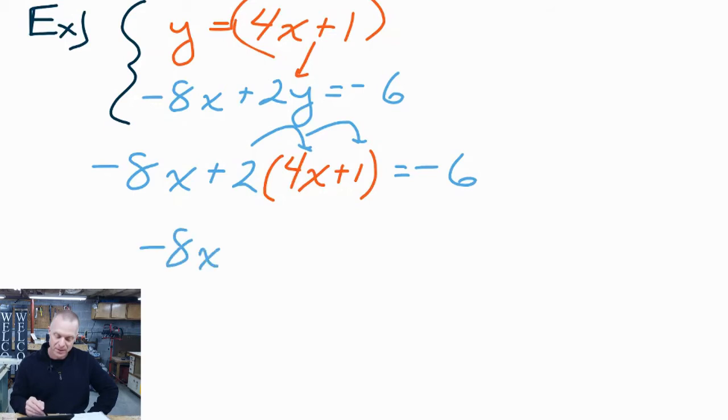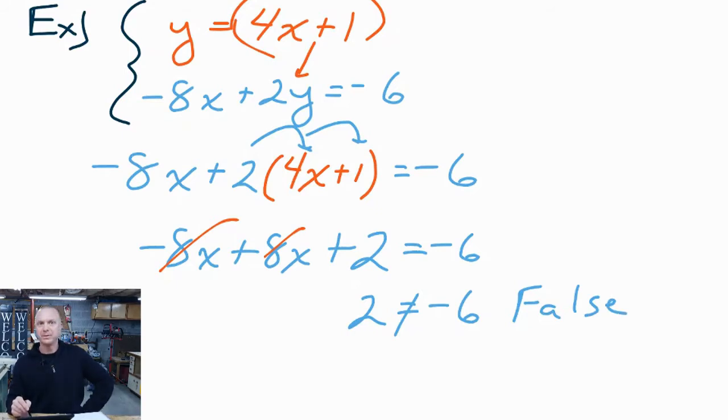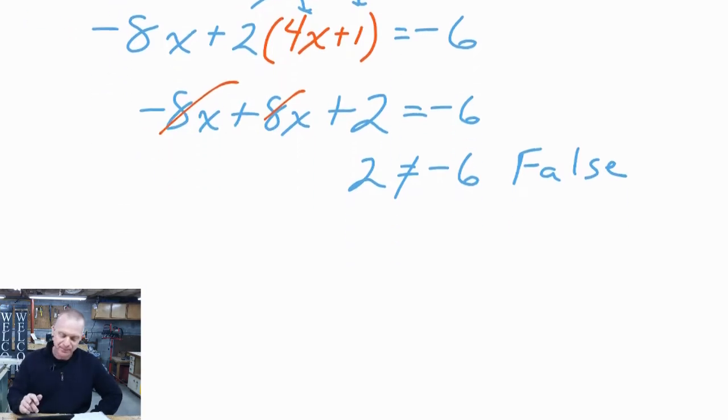-8x, +8x, and plus 2 equals -6. Well, unless I made a mistake, which we didn't, looks like those x's are going to cancel out. Looks like we're just going to end up with 2 equals -6. Well, does 2 equal -6? Not last time that I checked. And I believe that we have what's known as a false statement, which can be interpreted as no solution.